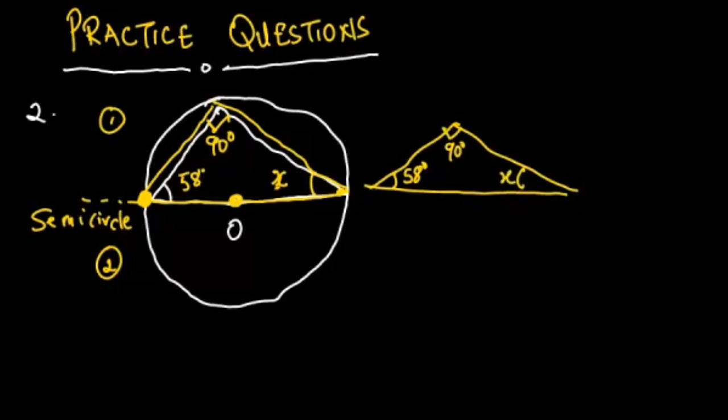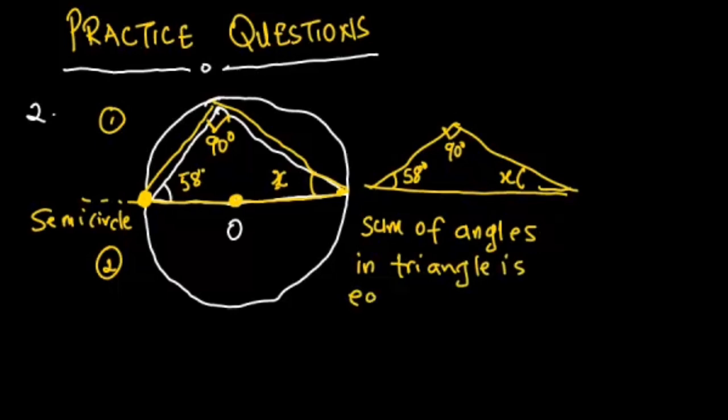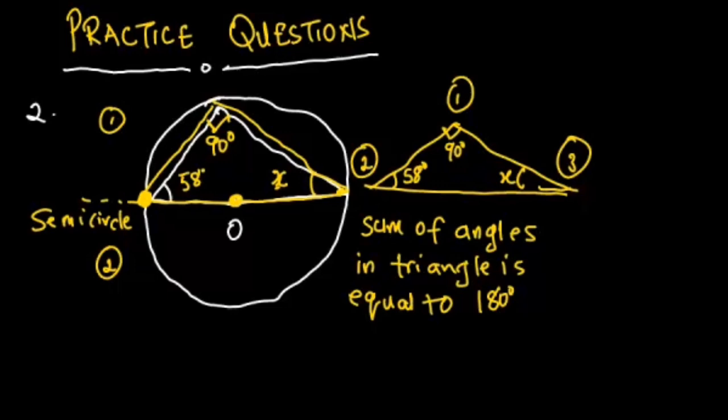Now this will take us back to our knowledge of triangles. In a triangle, the sum of angles is equal to 180 degrees. So you ought to know this right now. The sum of angles in a triangle is equal to 180 degrees. So what does that mean? That means that if we add up angle 90, secondly angle 58, thirdly angle x, this should give us 180 degrees. So we have 90 degrees plus 58 degrees plus x is equal to 180 degrees.